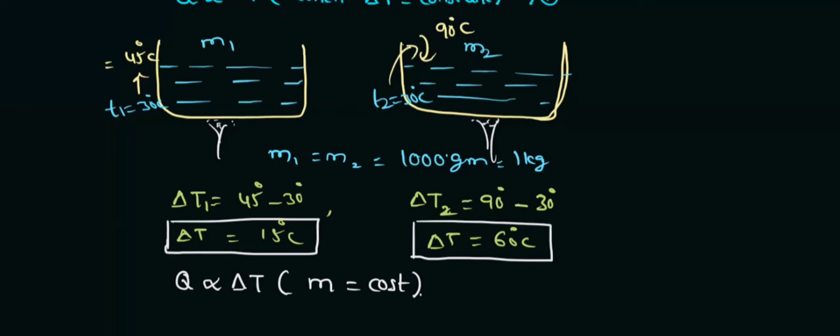Delta T is more in the second beaker. That's why Q, the rate of rise of temperature, is going to take more in the second. From this we can write equation 2. Okay, from equations 1 and 2, what can we say?